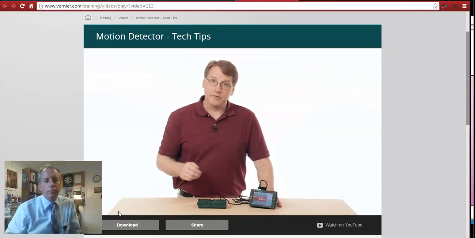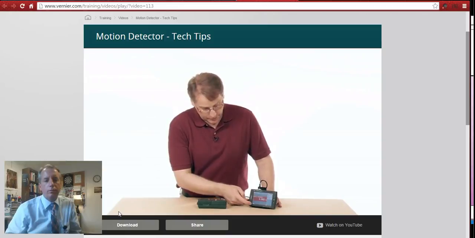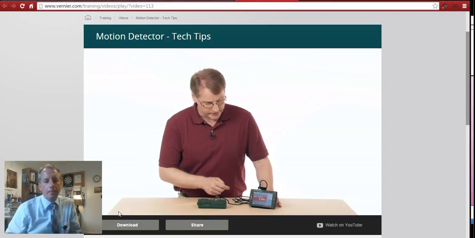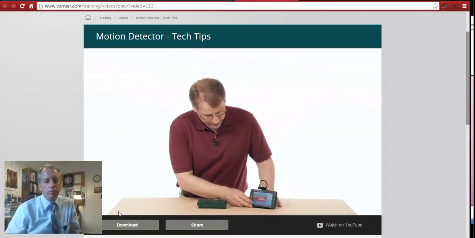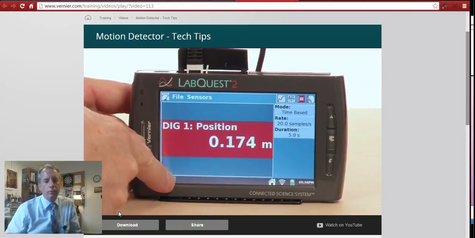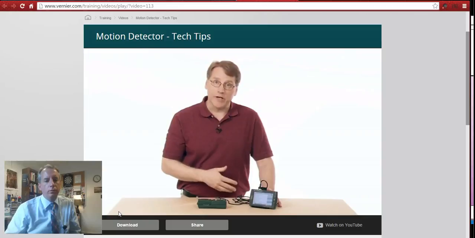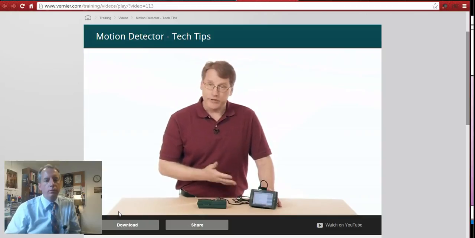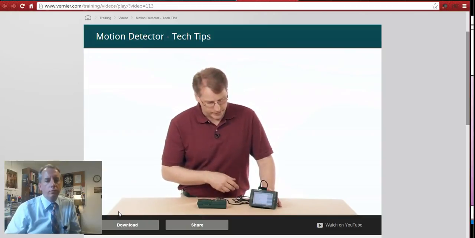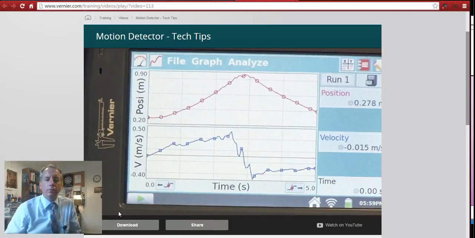Now, if I want to collect some data, all I need to do is press the collect button in the lower left-hand corner. And so I'm going to press collect. And I'll put my hand over it and move my hand up and maybe let my hand go back down. So it collected data for 5 seconds. That's the default for that. You can change that to make it longer or shorter if you want to. And so now, in the upper graph, I have a position-time graph. And so as I moved away, you see that it goes up.